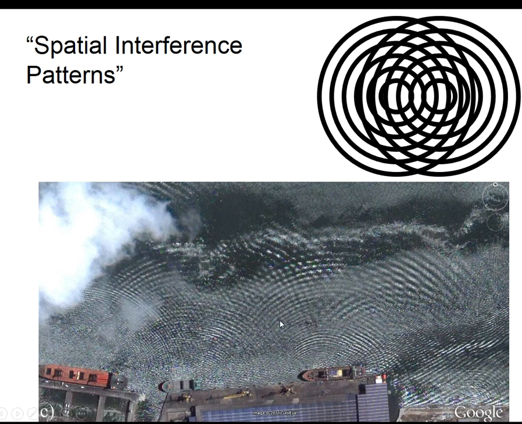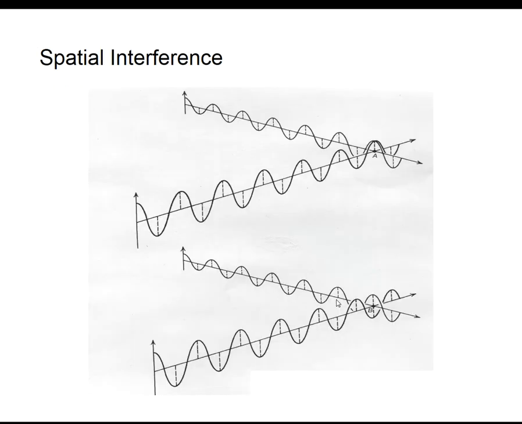But if you look closely, you'll see some places where the ripples overlap. So, for example, you can imagine that where a crest meets a crest, it would be a larger displacement of the water, whereas if a crest meets a trough, they're going to destructively interfere with each other. So this is a kind of spatial interference pattern.